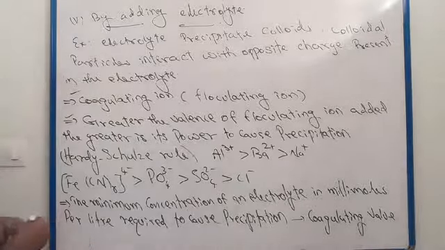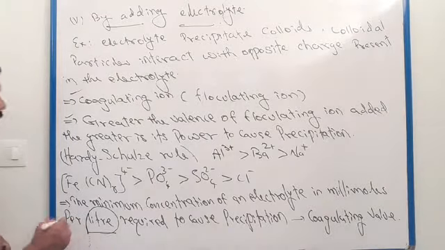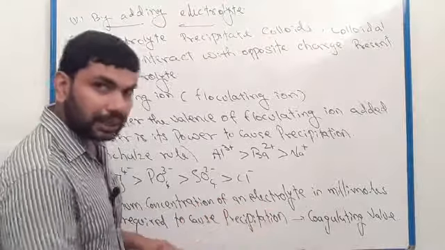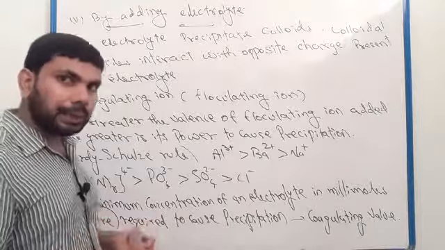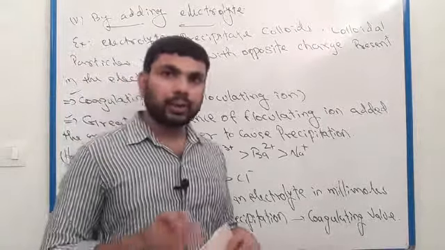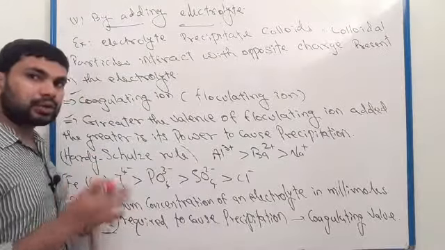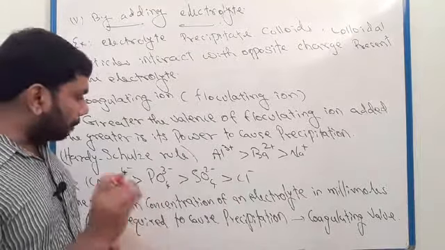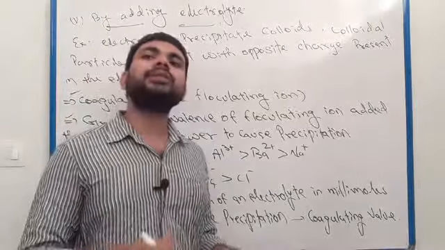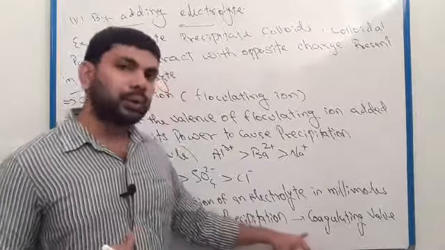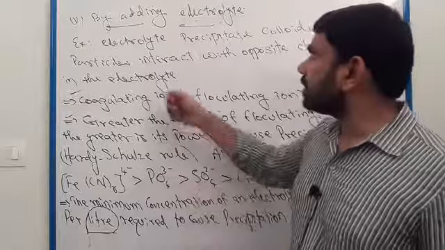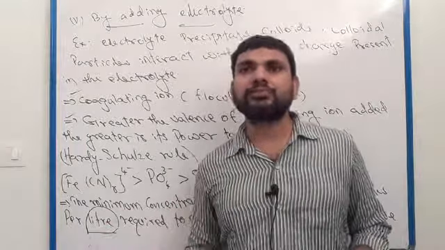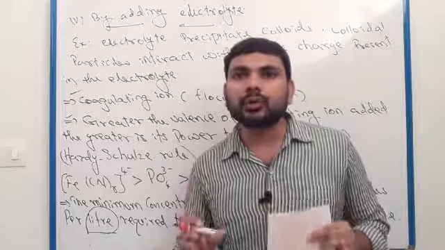Say you have 1 liter of colloidal solution and you want to precipitate it. The minimum concentration of electrolyte in millimole required is called the coagulating value. Coagulating value means the minimum concentration of an electrolyte in millimole per liter of colloidal solution to cause precipitation. So here we discussed that by adding a large amount of electrolyte, the ions interact with oppositely charged colloidal particles and coagulation happens.